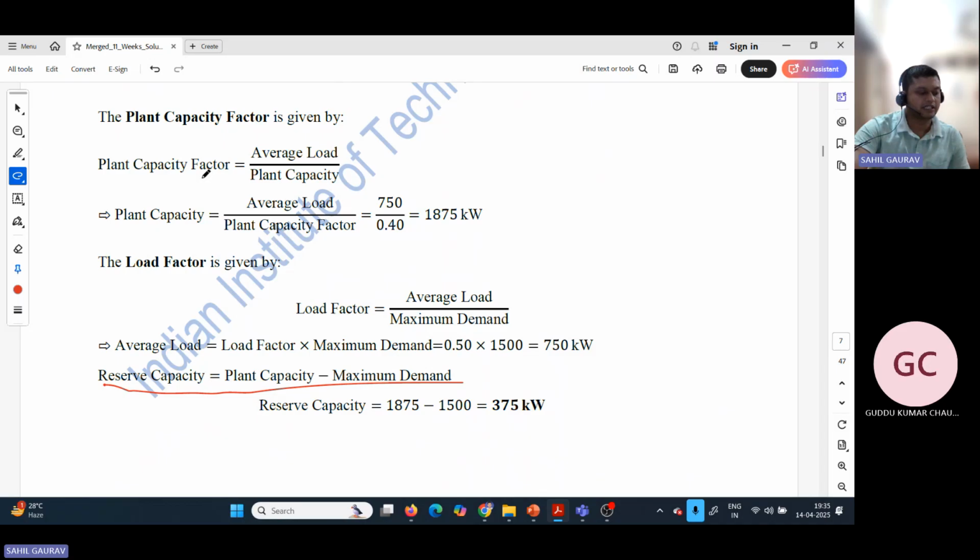So from the capacity factor you find the plant rating, and from the load factor you find the maximum demand. Therefore this reserve capacity is nothing but the difference of the plant rating and the maximum demand. What do we mean by reserve capacity? We have this much plant rating, but the maximum demand does not utilize all our capacity. So whatever the remaining amount of power is, that is the reserve capacity. So you will get the reserve capacity.